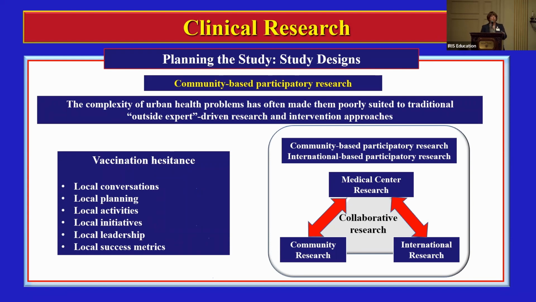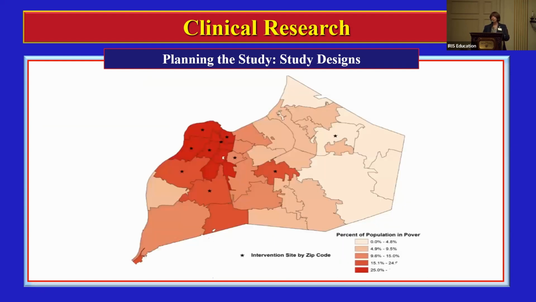And you can imagine the conversation that we would have in an area where we are seeking to improve immunization, where poverty is the most prevalent. The conversations that we have would be quite difficult, and quite different than those that we would have in areas that are not experiencing many of those social constraints. So all of the conversations that we would have about community-based participatory research are going to be local conversations, local planning, local activities, local initiatives, local champions or leaders, and then local success metrics. So everything is different when we are looking at research from the community up.